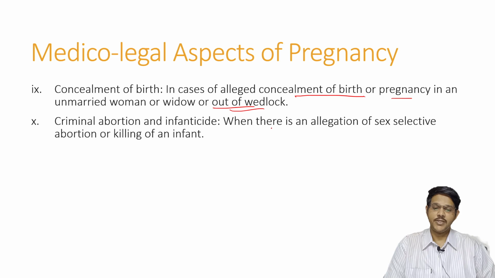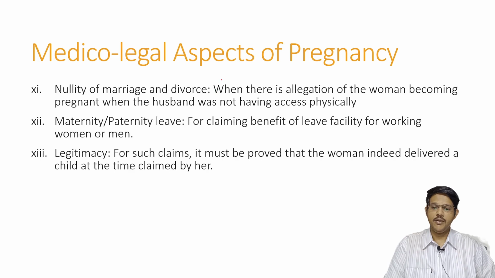Criminal abortion and infanticide: when there is an allegation of sex selective abortion or killing of an infant, we have to confirm that the woman was pregnant and has undergone abortion or not. In case of nullity of marriage or divorce, there may be an allegation of the woman becoming pregnant when the husband did not have physical access. If husband and wife are living separately and she becomes pregnant, it may lead to a case of divorce and adultery, and it may also lead to nullity of marriage.